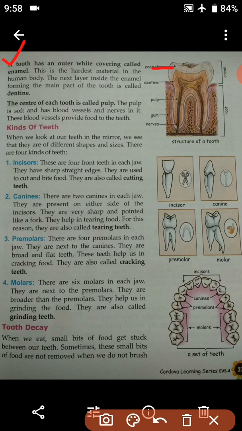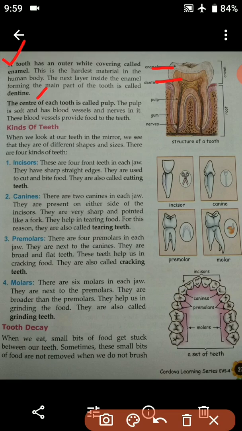The next layer inside the enamel forming the main part of a tooth is called dentine. So students, after enamel you can see this one is a dentine. This portion is a dentine. And this is the main part of a tooth, okay?